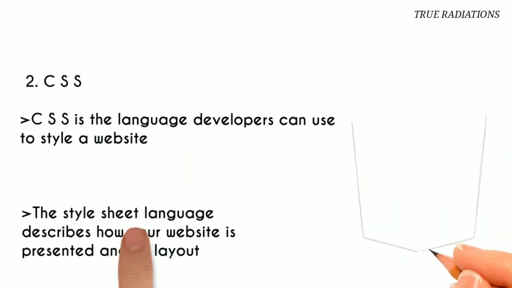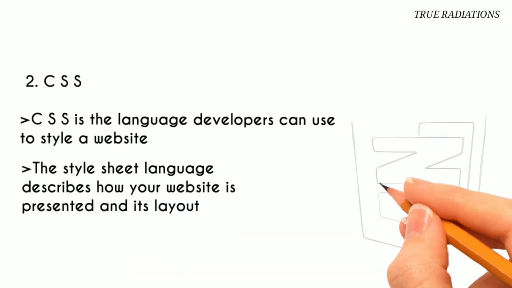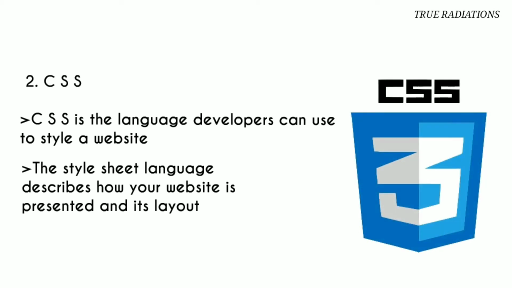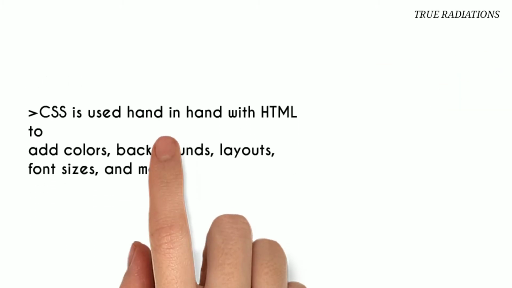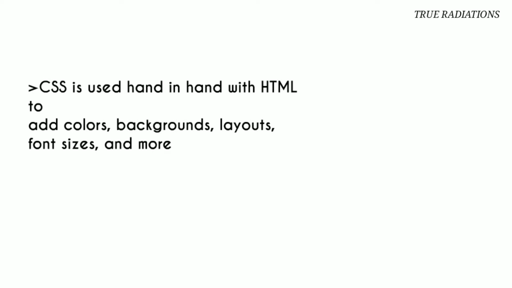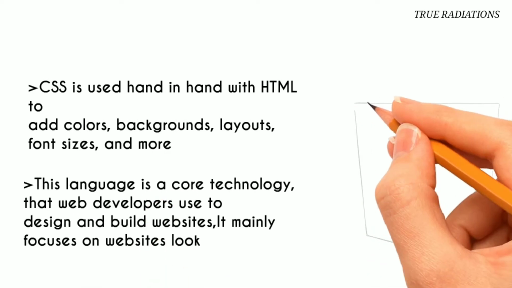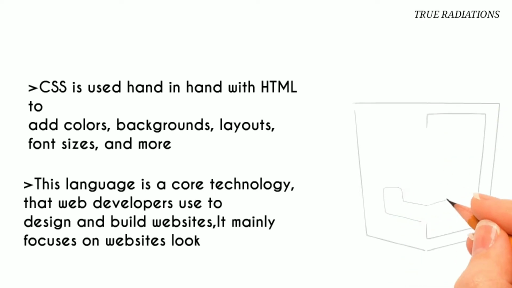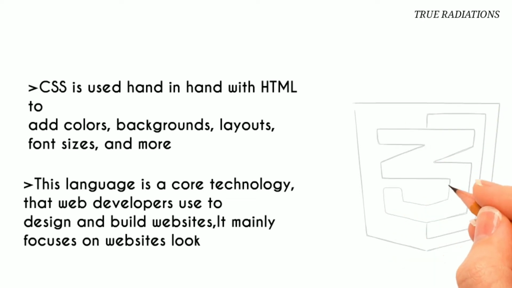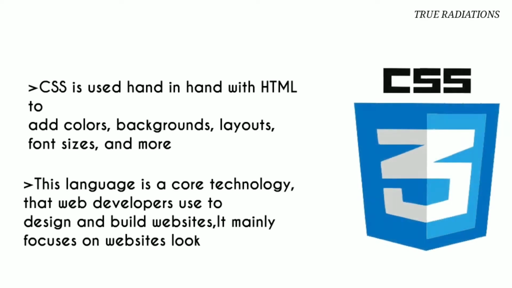Number 2. CSS. CSS is the language developers can use to style a website. The style sheet language describes how your website is presented and its layout. CSS is used hand in hand with HTML to add colors, backgrounds, layouts, font sizes, and more. This language is a core technology that web developers use to design and build websites. It mainly focuses on the website's look.